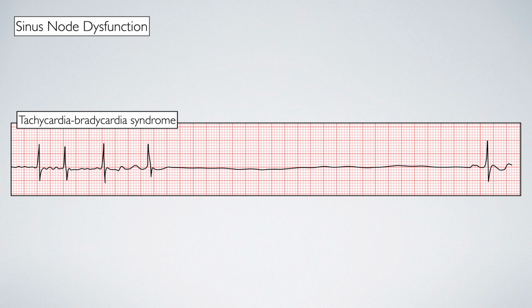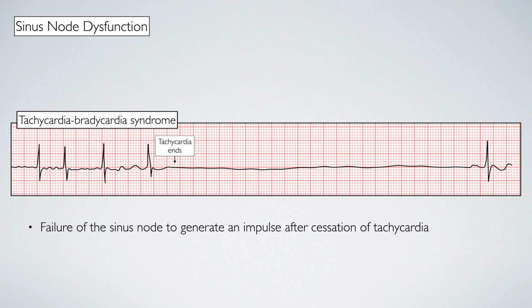Tachybrady syndrome. In this condition, a tachycardia, most commonly atrial fibrillation, terminates, but the sinus node is unable to produce an impulse, and subsequently there is a prolonged pause which creates a bradycardia and can lead to syncope or collapse.